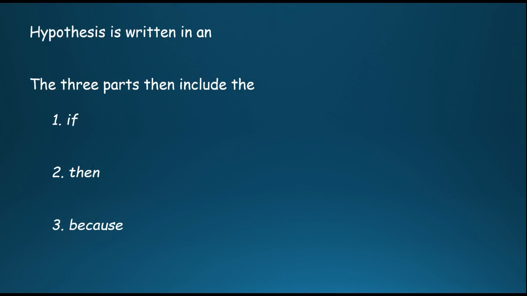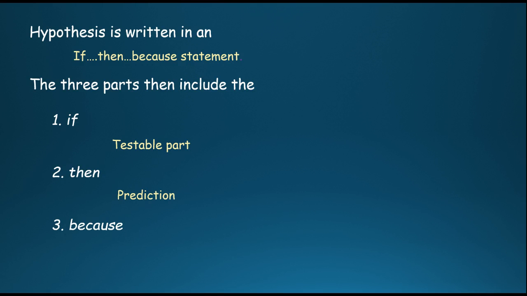It is written in an if-then. Now we're adding in a because part of the statement. You're probably familiar with the if-then, but because is a very important part of the hypothesis. The if is the testable part, the then is the prediction, and the because is the explanation to the prediction, the why your prediction actually occurred.